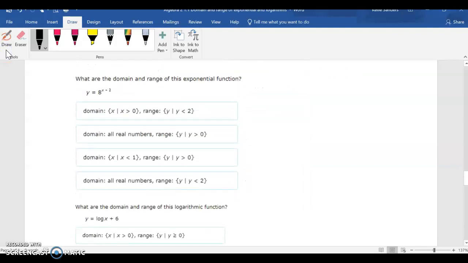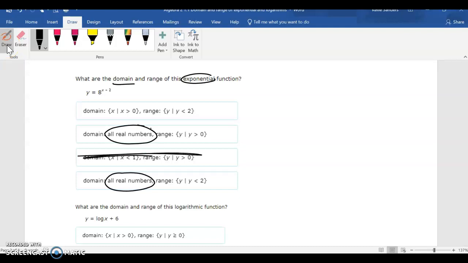Okay. The domain and range of an exponential. So the domain of an exponential is all real numbers, so it's not that one, and it's not that one. Now the range, how are we going to find the range if we don't have the graph?